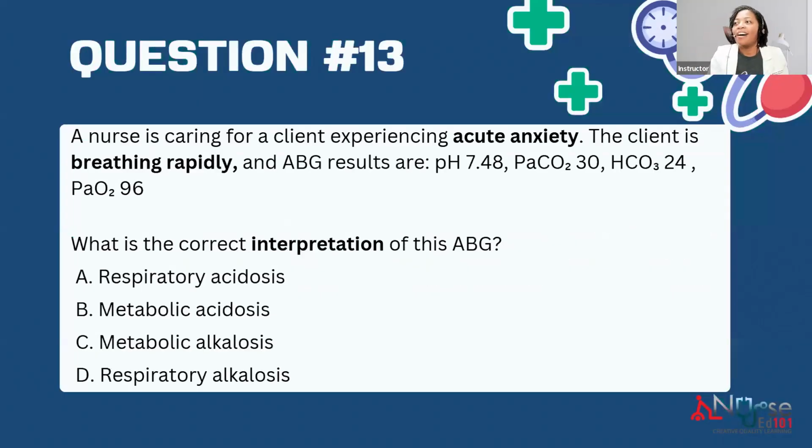Question 13, and we're going to test you again. A nurse is caring for a client experiencing acute anxiety. I bolded that for a reason. And the client is breathing, keyword, rapidly. ABG results are pH 7.48, PaCO2 30, HCO3 is 24, and PaO2 is 96. So what is the interpretation?